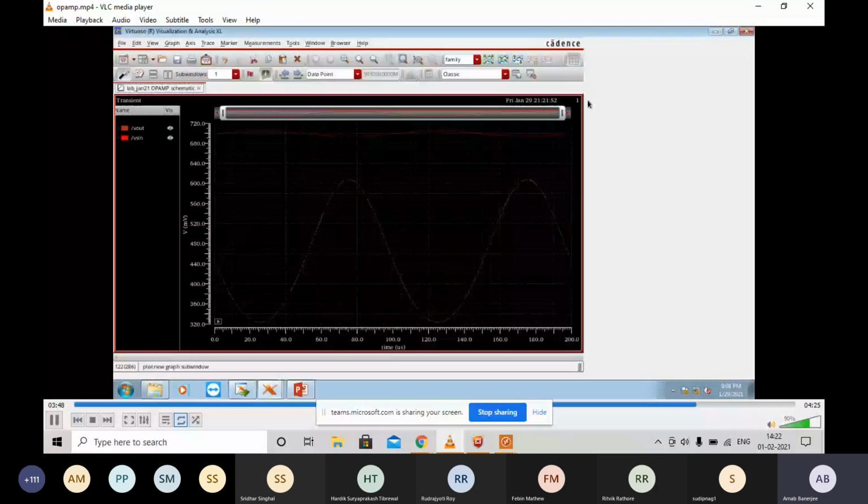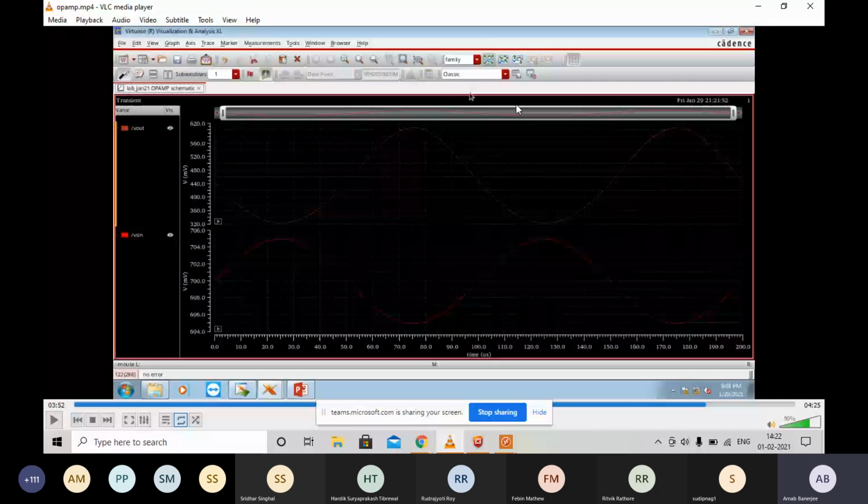So this is our input. The input has a peak to peak of 10 millivolts, and our output has a peak to peak of close to 300 millivolts. Just to show you the gain of the op amp. Yeah, the waves are not so clear in this.